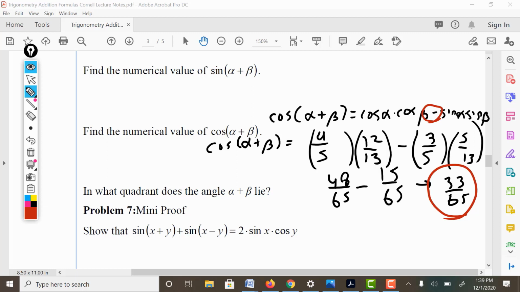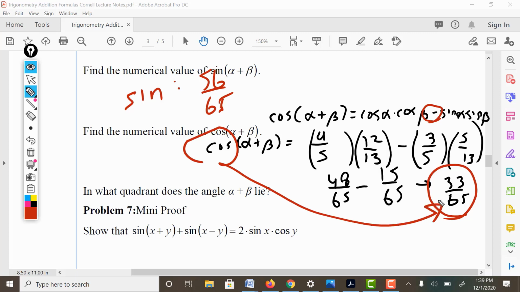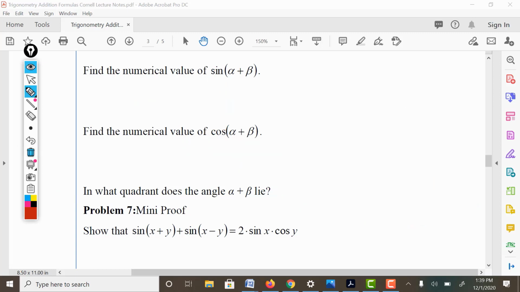Now, this is what's so fascinating. Remember that for the sine up here, we got a positive answer, 56 over 65. And for the cosine, we're getting a positive answer of 33 over 65. So in what quadrant is the angle alpha plus beta? Well, we can know what quadrant it's in based on the signs of the sine and the cosine. So in what quadrant is sine and cosine positive at the same time? Well, only in quadrant 1.